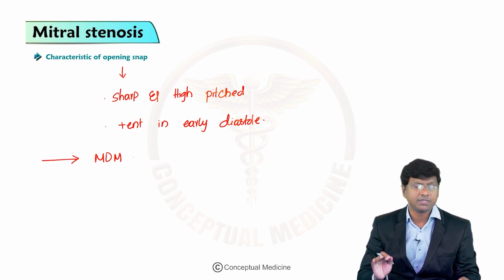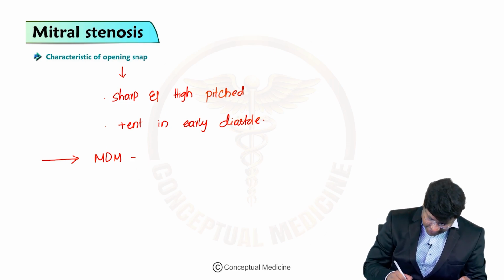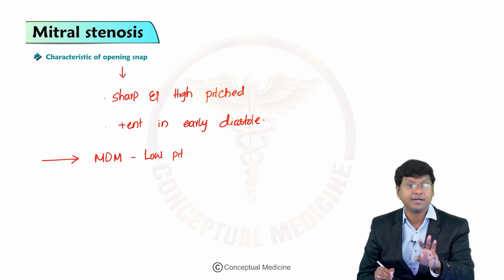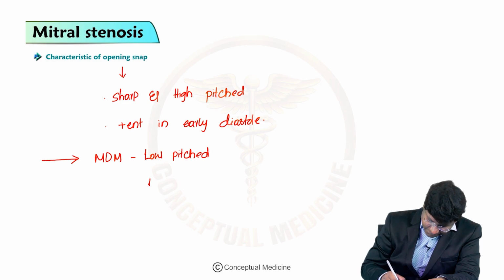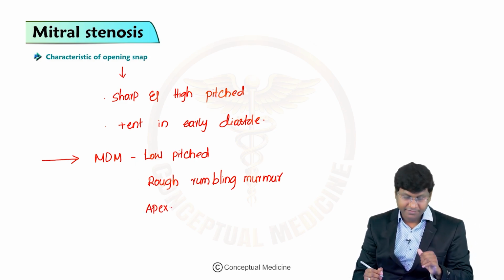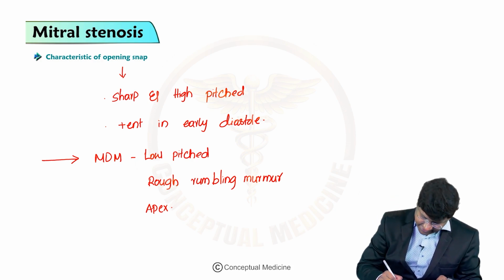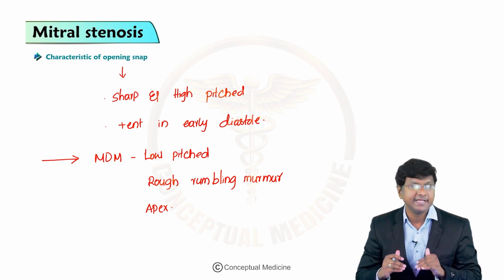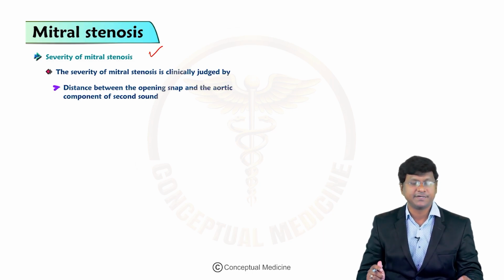Now, let me discuss the murmur. It is a mid-diastolic murmur. It is a low-pitched, rough, rumbling murmur. That is the character of the mid-diastolic murmur. And where is it heard? It is heard at the apex of the heart. And is there any radiation of this murmur? There is no radiation of this particular murmur.